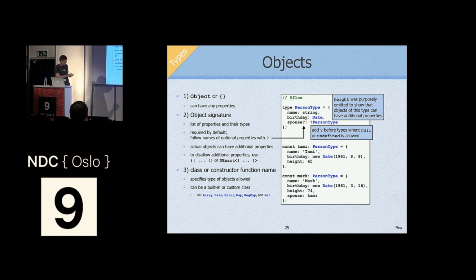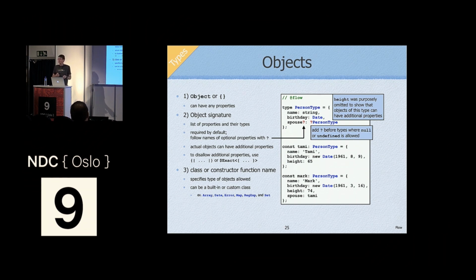So then I specify another one down here, the mark type, and that one I specified the spouse. I didn't do that on Tammy, and so this appears that Mark is married, but somehow Tammy is not married. We're going to fix that on the next slide when we define a class for working with this. Okay?